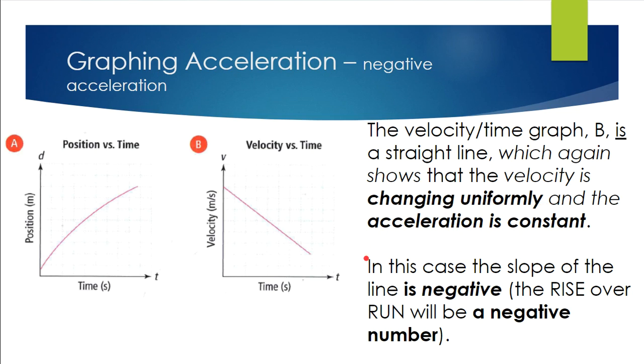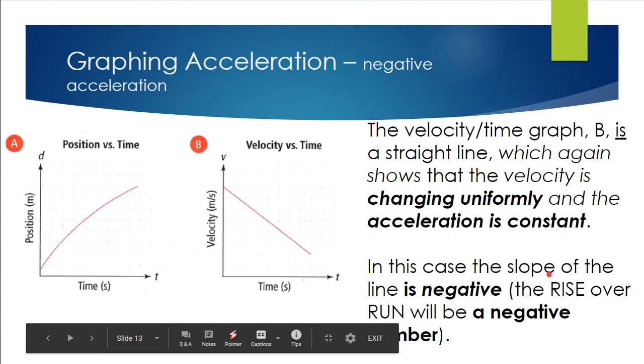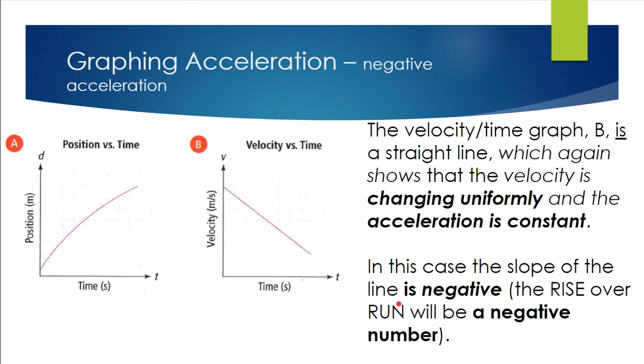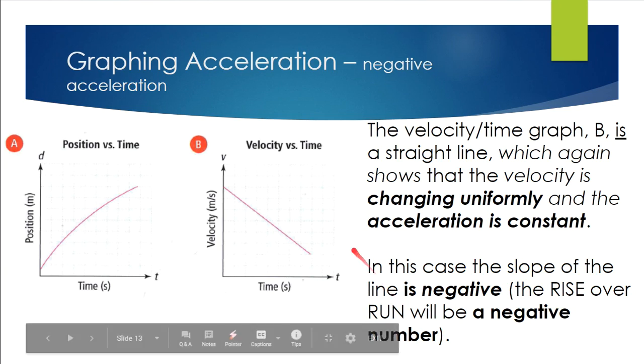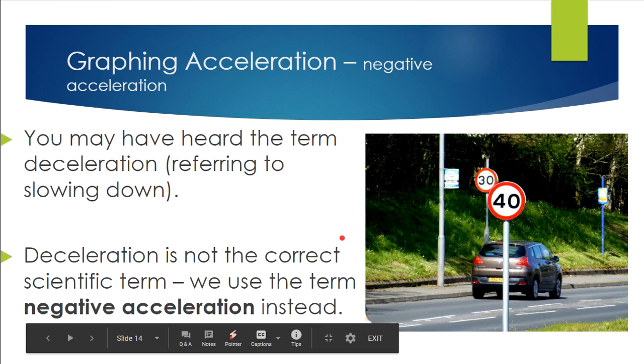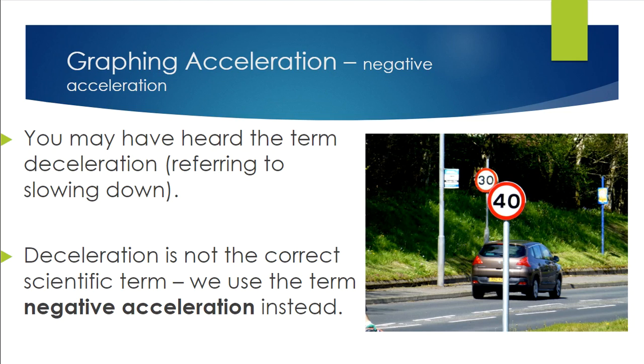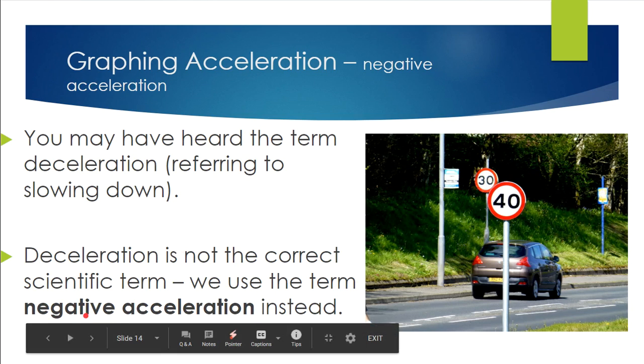The difference here is that in this case, the slope of the line is negative. So the rise over the run will be a negative number. You may have heard the term deceleration referring to slowing down. Deceleration is not the correct scientific term. We use negative acceleration instead.